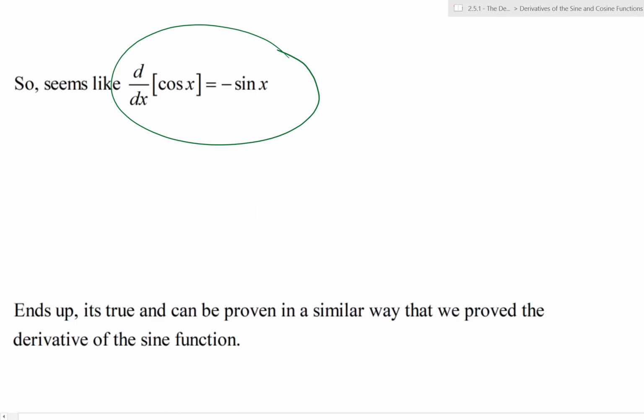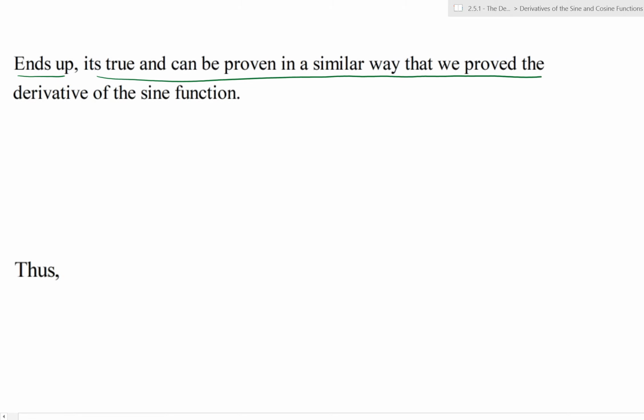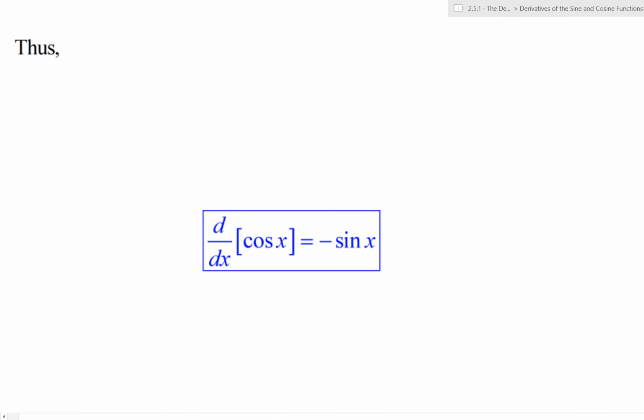Now, we could go through the limit definition again, state a few important formulas, do that whole game just like we did for the sine function. And it ends up that it is true, and you can do that proof in a similar way to what we just did for the sine of x derivative. So hopefully you'll just say, I bet it can be done, and that indeed is true, and thus we conclude here that the derivative of the cosine of x function with respect to x is negative sine of x.